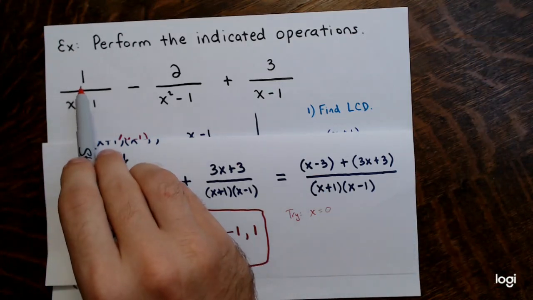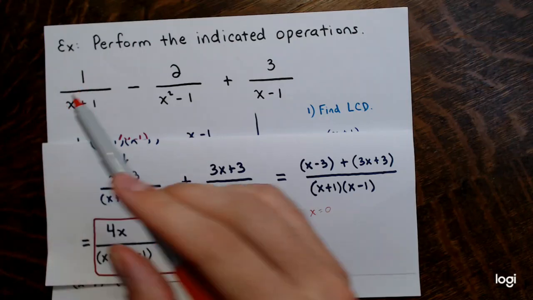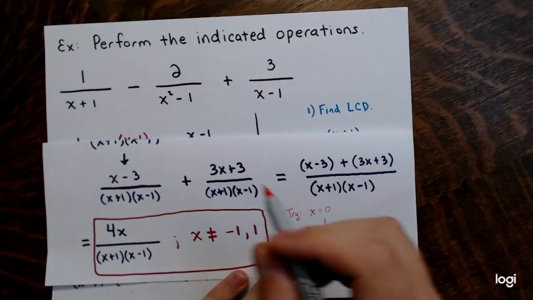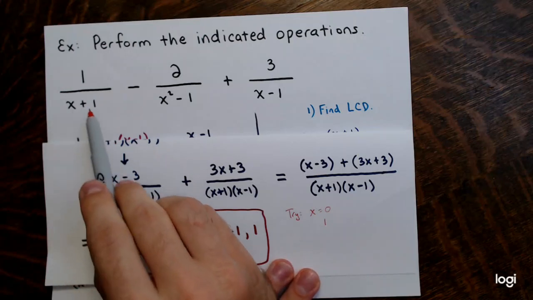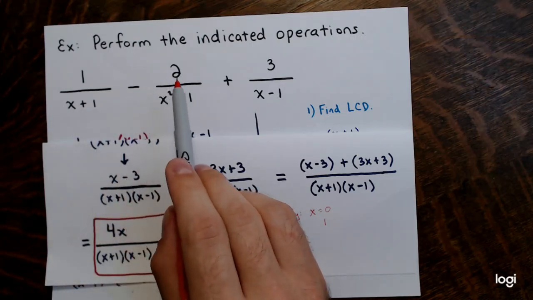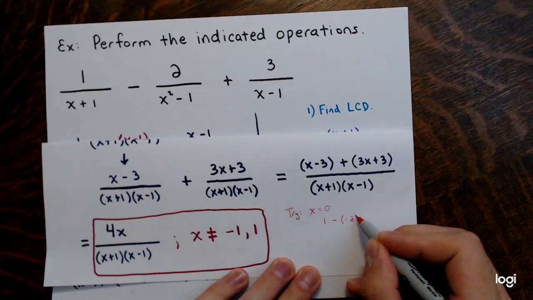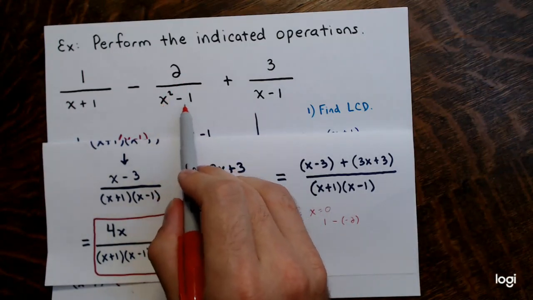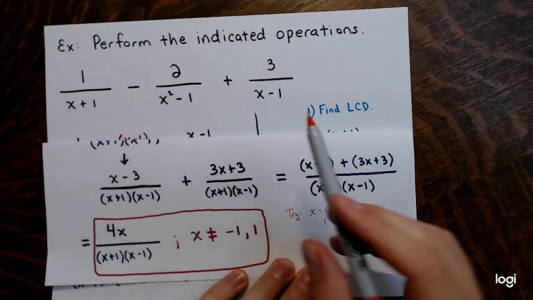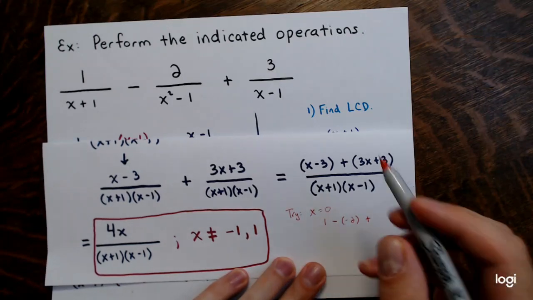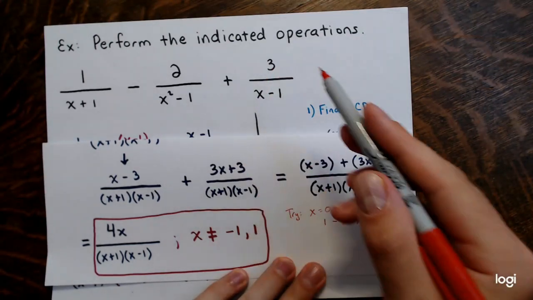Now, if I plug in 0 for x, this fraction would just have a value of 1. It would be 1 divided by 1, 0 plus 1. Minus, this would have a value of -2, so minus, -2. 2 divided by -1, right? 0 minus 1. And then plus, and then 3 divided by -1, or -3.